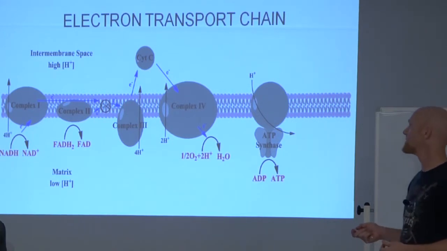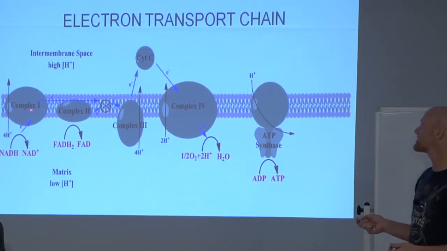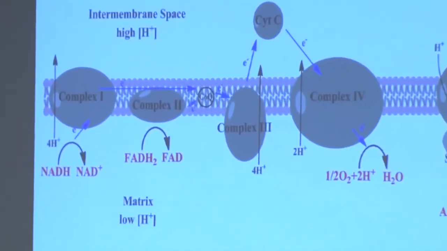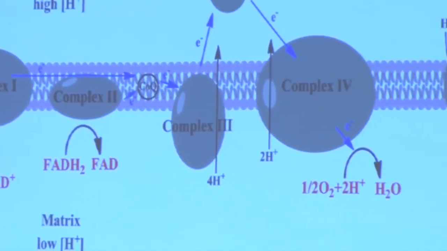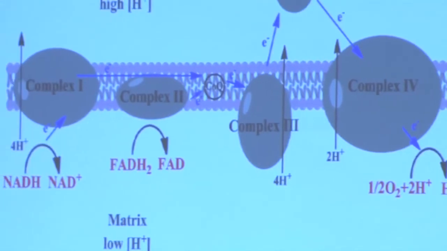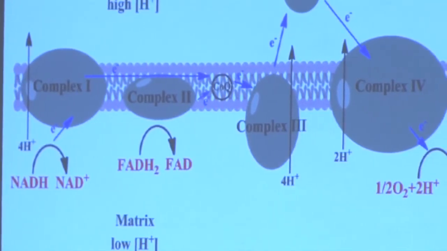If you look also, in complex 1, we pump 4 protons across. At complex 3, we pump 4 protons across. And at complex 4, we pump another 2 protons across the membrane. That is important. You need to know that complexes 1, 3, and 4 are where we pump across protons, and it's 4, 4, and 2 that get pumped across.